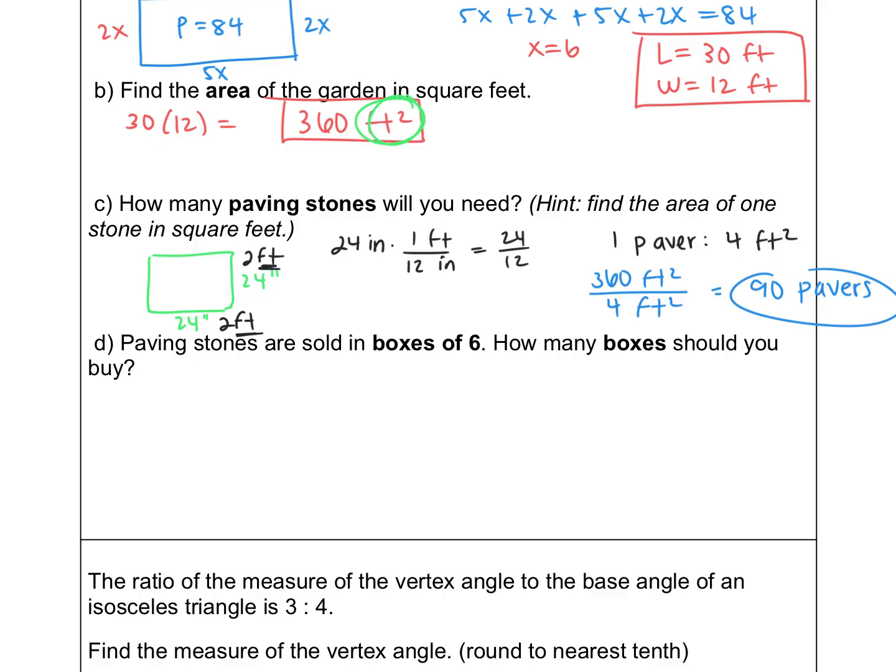We're going to do one last question, then we will be done. Change this question for me real quick. Paving stones are sold in boxes of 8. How would we figure out how many boxes we need? What operation? Division. So we need 90 pavers. They're sold in boxes of 8. Callie, what do you get? 11.25. Real life. How many boxes do we need? 12. 12 boxes. Whew.